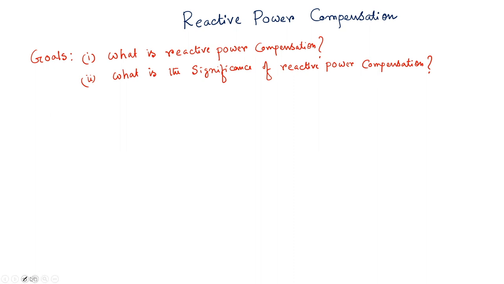In this lecture, we will learn the significance of reactive power. The significance of active power was already discussed in the last lecture. It is the useful power which is converted to some other form of energy. For example, if your load is an electric motor, the active power is the power the motor consumes to convert to mechanical work. Now, what is the significance of reactive power? That is what we will discuss in this lecture.